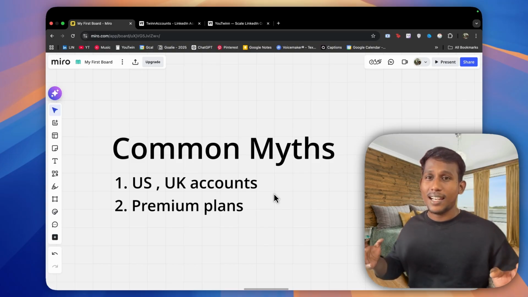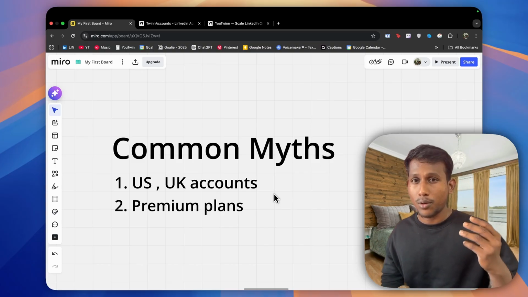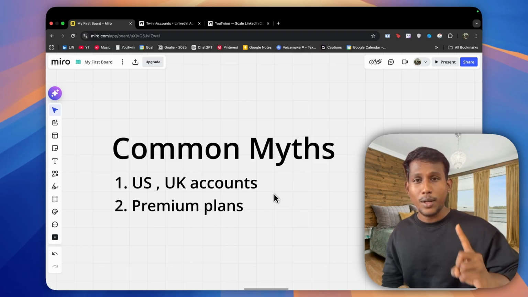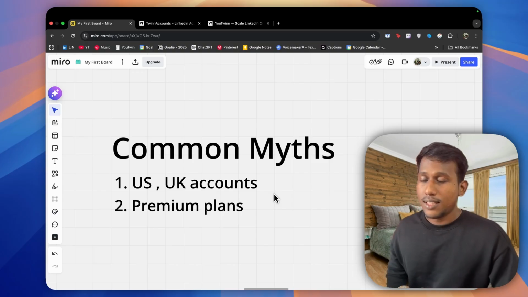Let's say you're handling 20 to 30 accounts, you just need one Sales Nav account in order to scrape your ICP and stuff. So only one Sales Navigator account is enough. You don't need Premium on every account. Just a free plan will do. So these are the two myths that I needed to address.